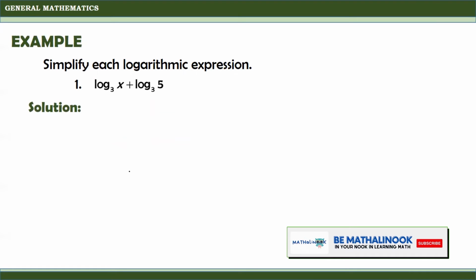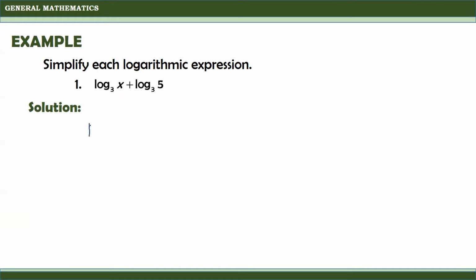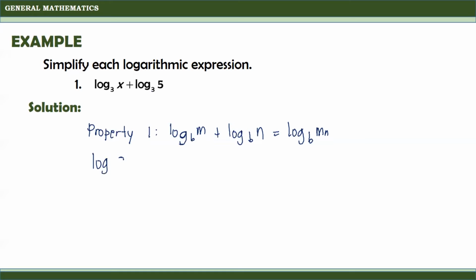For the first given, we have the logarithm of x to the base 3 plus the logarithm of 5 to the base 3. Using the first property of logarithm, which states that the logarithm of m to the base b plus the logarithm of n to the base b is equal to the logarithm of mn to the base b, then this expression will be equal to the logarithm of 5x to the base 3.